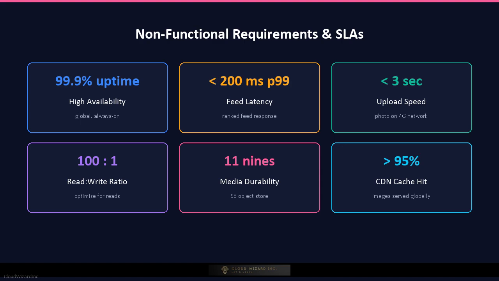Media storage must be durable, with 11 nines of durability for photos and videos. Stories must expire reliably within seconds of their 24-hour window. The system must handle celebrity accounts with tens of millions of followers without the fan-out causing feed delivery delays. The social graph must support low-latency traversal for feed generation, mutual follower queries, and follow recommendation. The CDN must serve images globally with sub-100 millisecond latency.